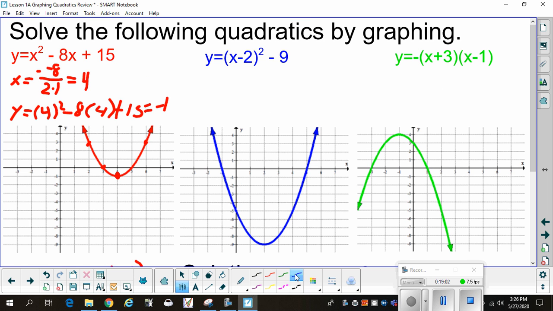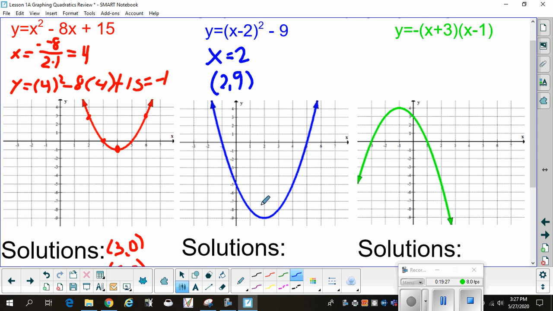For the blue one, x equals 2, because that's my h value right here. So that's my axis of symmetry, and notice it does cut right through where the vertex is. To find the vertex, that's my k value. So this is easy. It's 2, 9. I come down here at 2, 9.